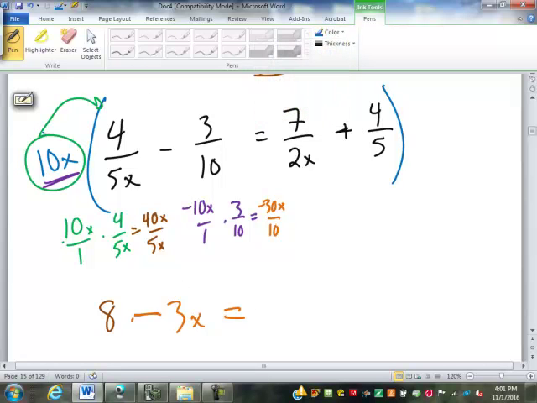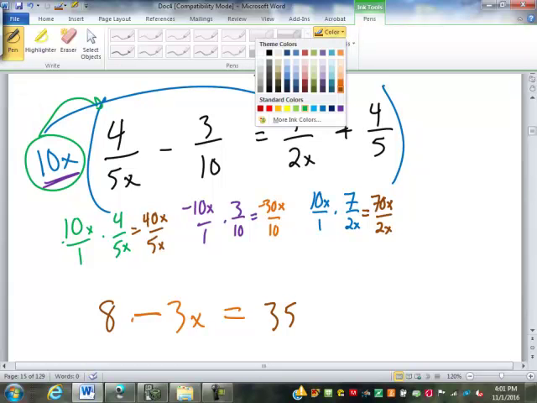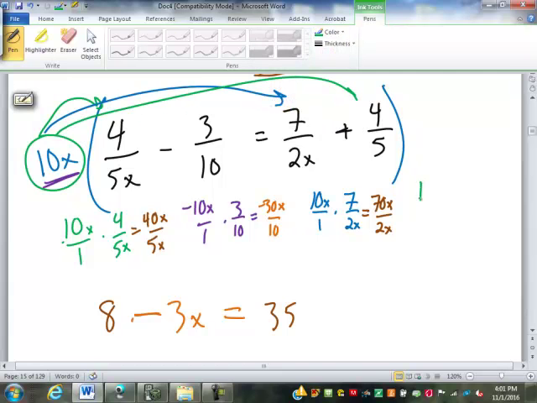On the right side, we're going to do 10x times 7 over 2x. So 10x over 1 times 7 over 2x. 10x times 7 is 70x. 1 times 2x is 2x. X's divide out. 70 divided by 2 is 35. 10x times 4 fifths. So 10x over 1 times 4 over 5. 10x times 4 is 40x. 1 times 5 is 5. 40x divided by 5 is a positive 8x.